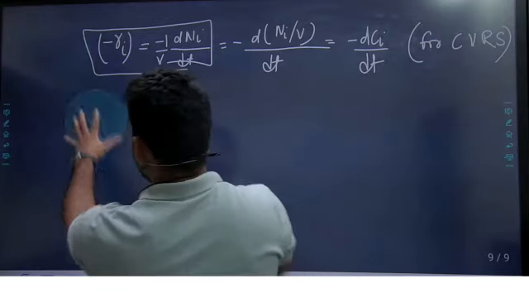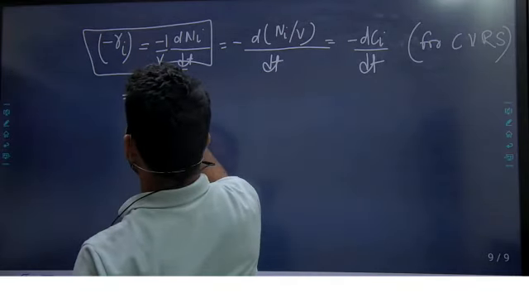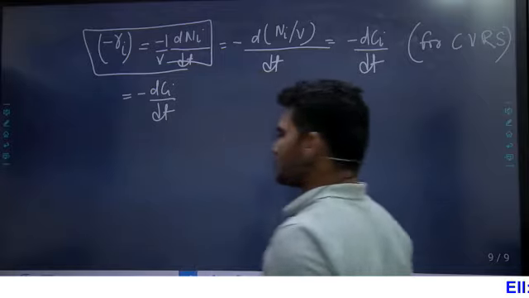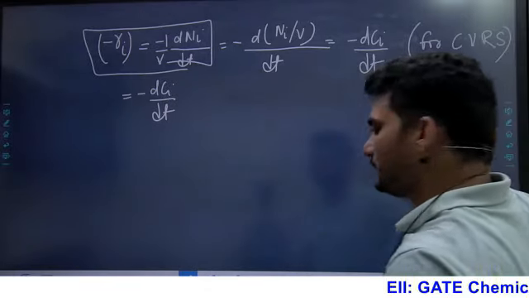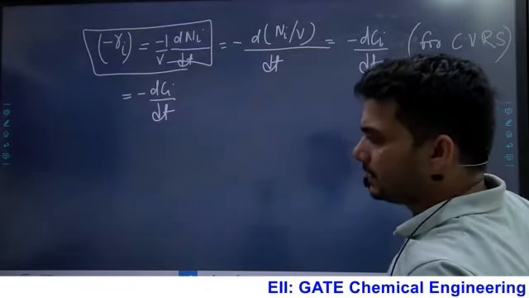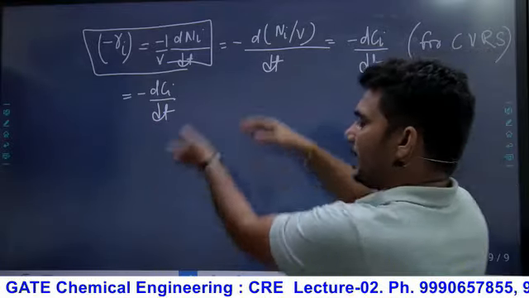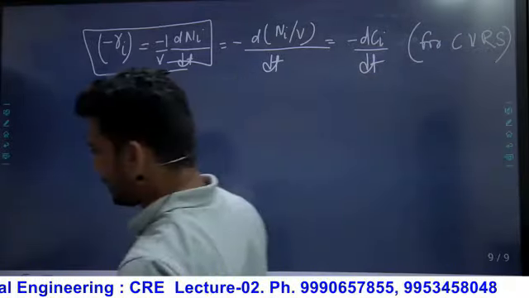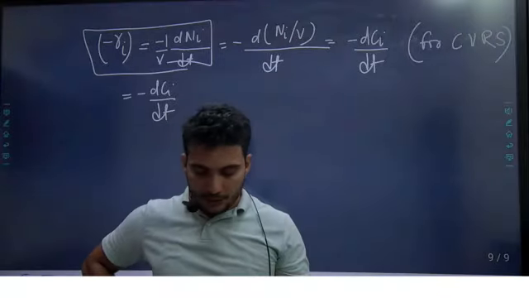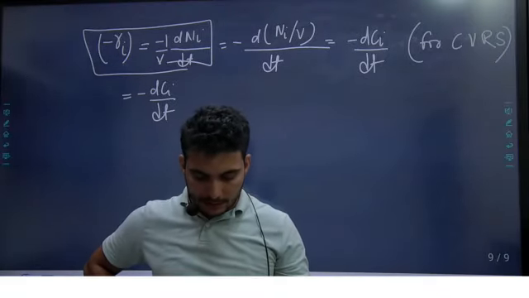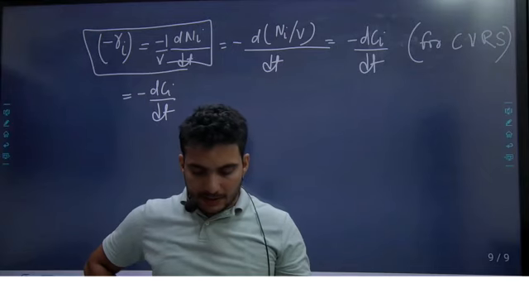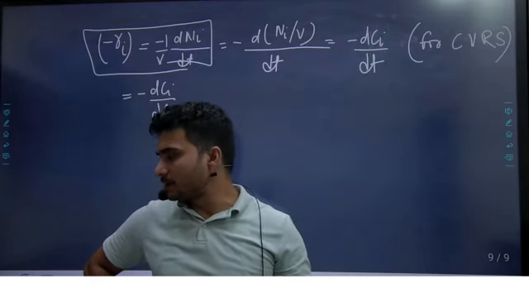You will not say directly that the rate is minus dCi by dt until and unless it is mentioned that the volume of the reaction mixture during the reaction is constant. Otherwise, for the variable volume reaction system, I will tell you how you will define the rate. V0 is the void volume. W is the kg of solid, that is the mass of solid.